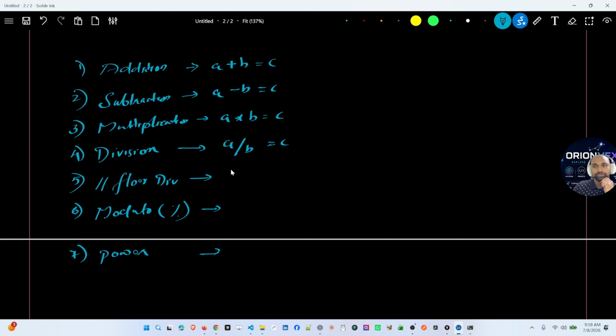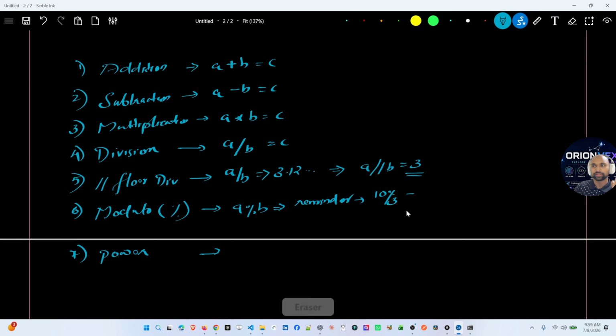In floor division, suppose you take a by b, and the actual answer is 3.12, something like this. If you use floor division, a floor division b, we'll get the result as 3. It's a rounded value. Whereas in modular division, a modular b, what we get is the remainder. Suppose it is 10 modular division 3, we will get the result as 1. 1 is the remainder.